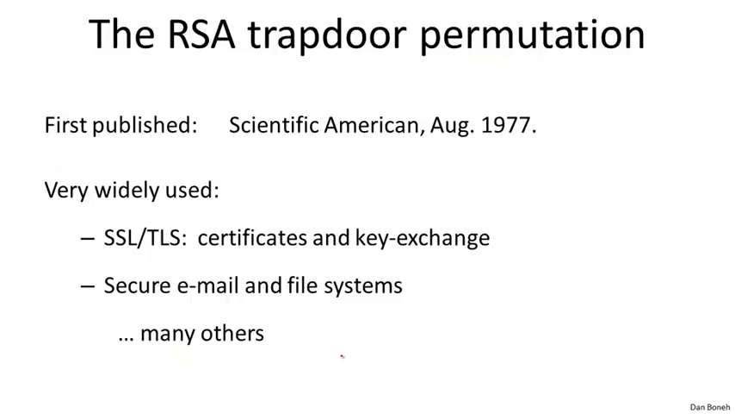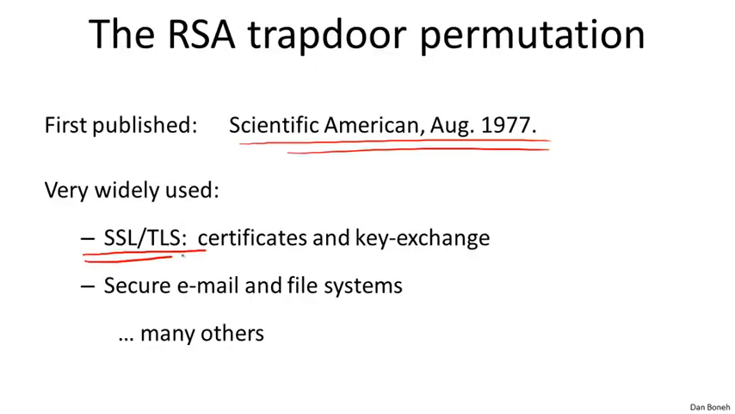Now that we have the necessary background, we can actually describe the RSA trapdoor permutation. This is a classic construction in cryptography. It was first published in Scientific American back in 1977. This is a very well-known article in cryptography, and ever since then, this was 35 years ago, the RSA trapdoor permutation has been used extensively in cryptographic applications.